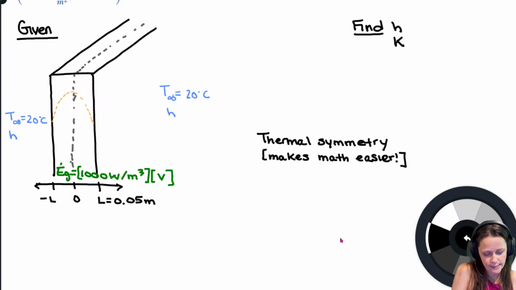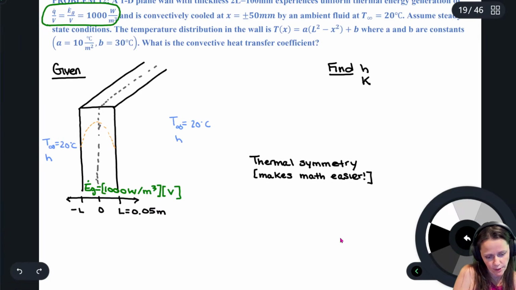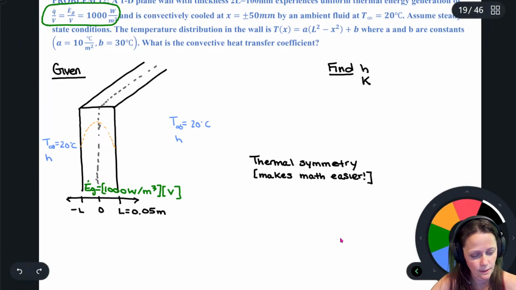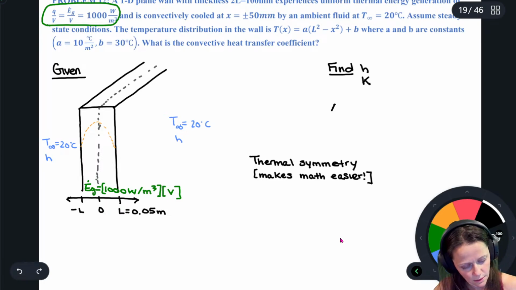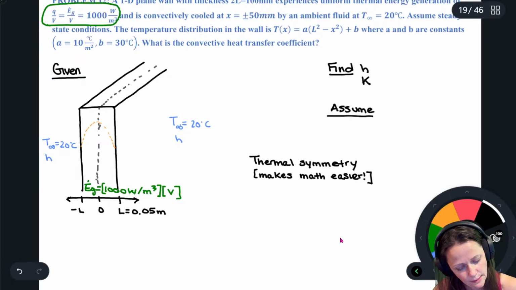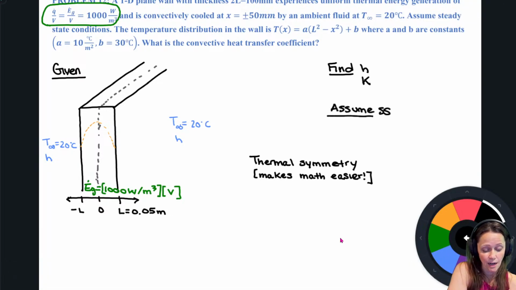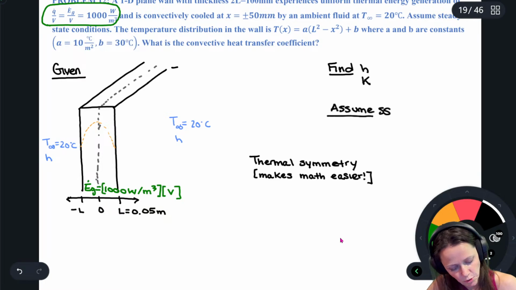All right, and it says, let's go back here. It says, assume steady state conditions. Great, I was going to do that anyway. Perfect. And I think that's it. Oh, and then they also told us the temperature distribution. Most of the time we're not going to be given that information, but okay, now we're given it.